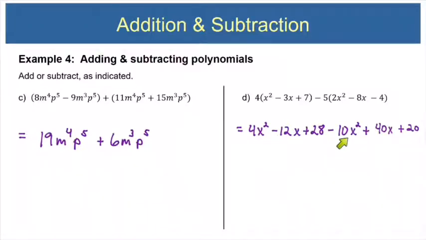So we have a couple of x squared terms here. 4x squared and minus 10x squared together make minus 6x squared. And then we have a couple of x terms here. So minus 12x and plus 40x makes plus 28x. And then plus 28 and plus 20 together make plus 48. So that's the final result on this example.